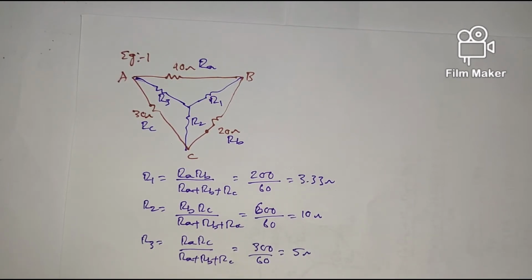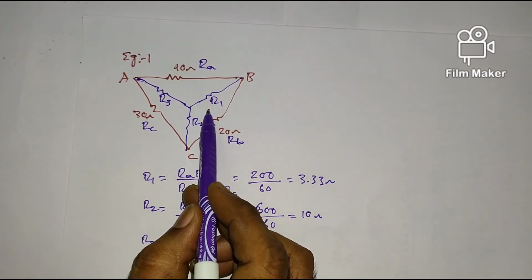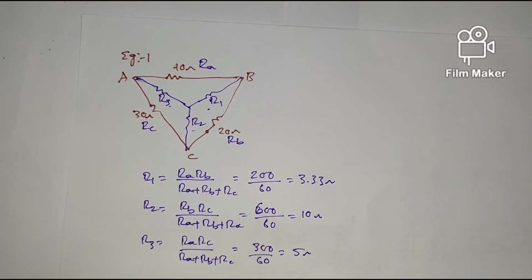Once we find out the values of R1, R2 and R3, we can remove the delta configuration and replace it by the equivalent star having the resistances of R1, R2 and R3.